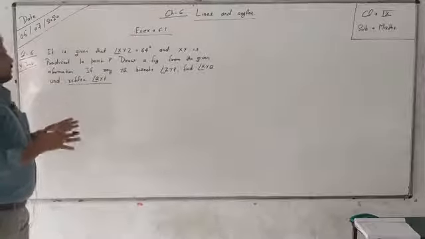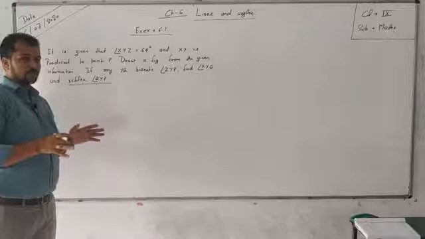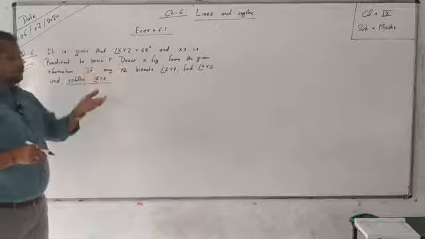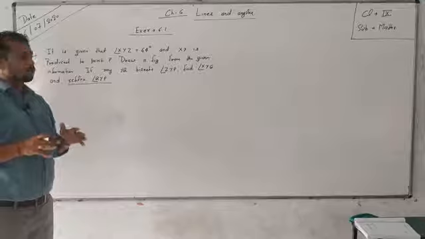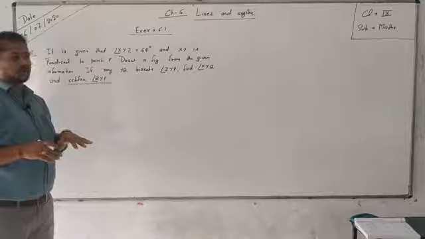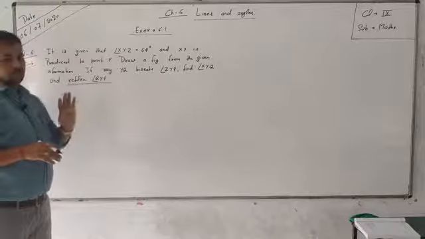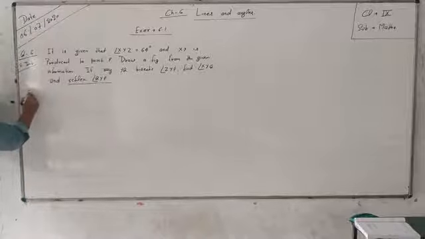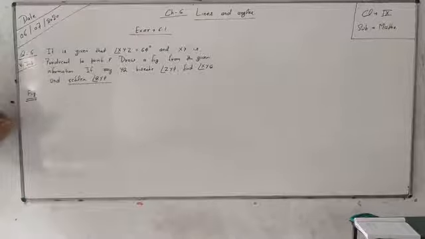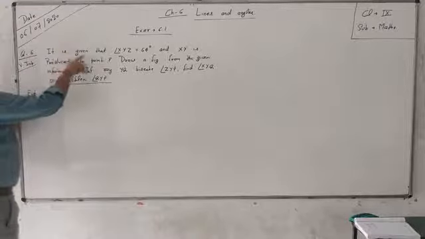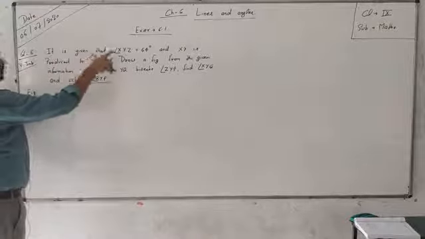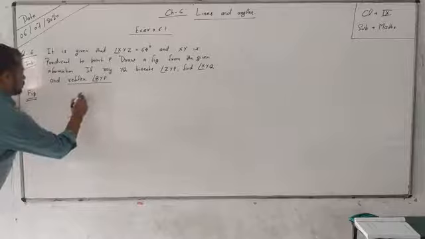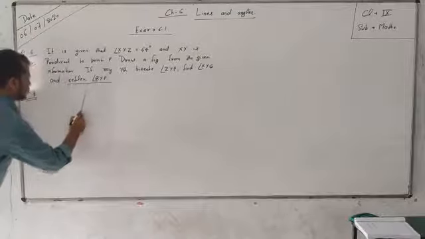This question is different from the other questions of the exercise because you have to draw the figure by yourself. The figure is not given in the question. So first of all we are going to draw the figure. This is the figure. First of all, the information is what? It is given that angle XYZ is equals to 64 degree and XY is produced to point P. You have to make an angle like this.